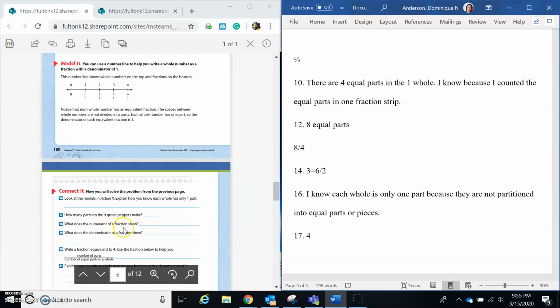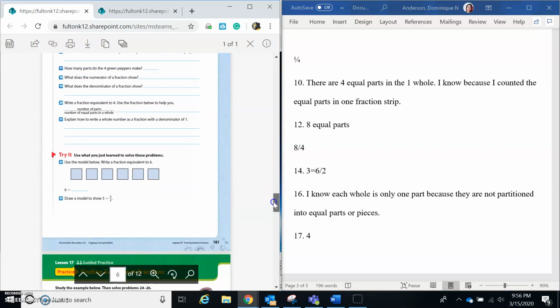What does the numerator of a fraction show? I'm going to let you answer this on your own, because we've been working on fractions all week long, so I know you know the answer to this. What does the denominator of a fraction show? You're going to answer this one too. They're not talking about the fractions for these, they're just talking about in general. What does the numerator show? What does the denominator show or tell us? Let me scroll.